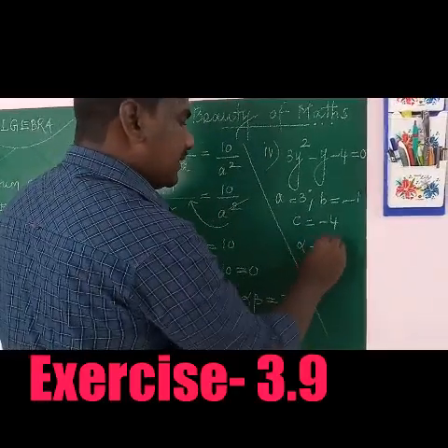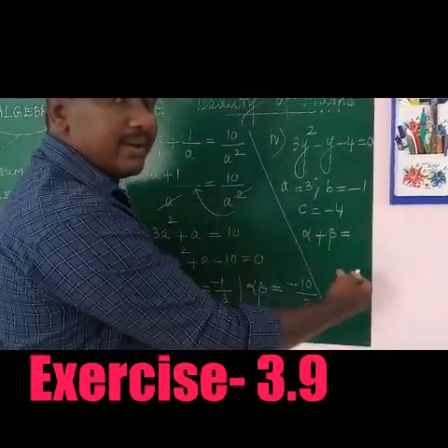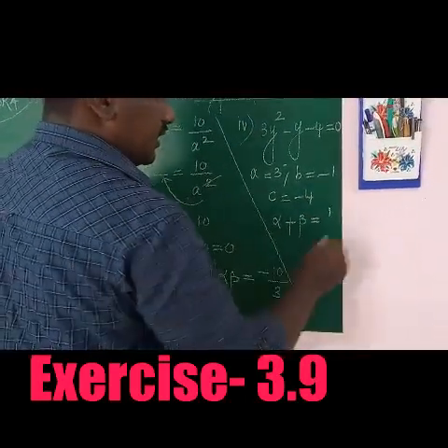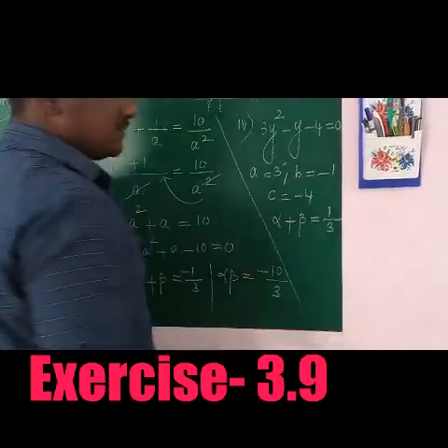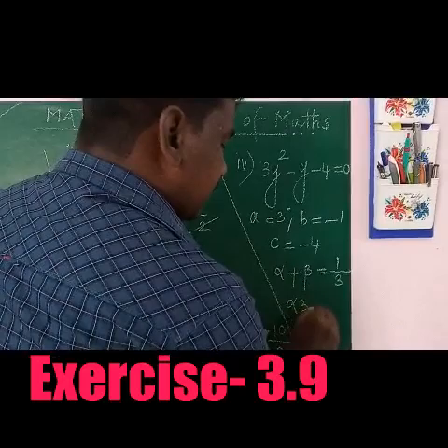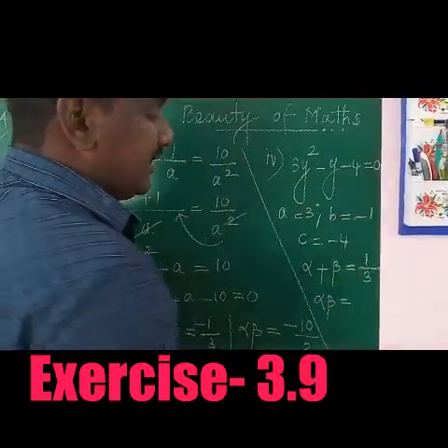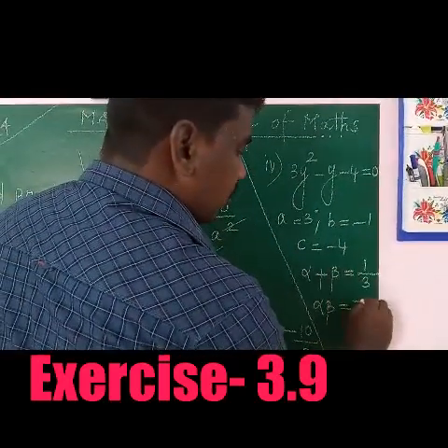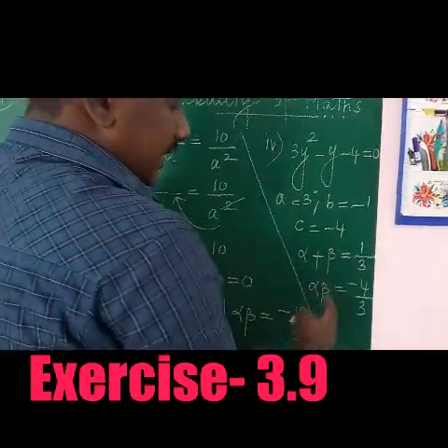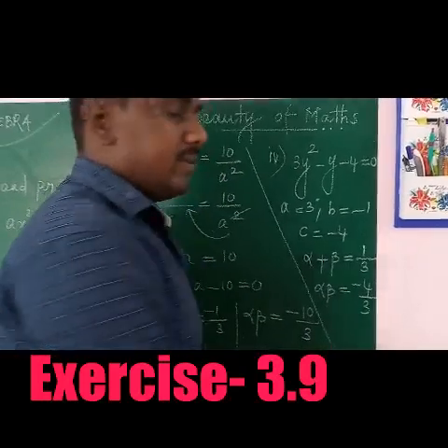So alpha plus beta equal to minus b by a. Minus into minus is plus, so the b value gives 1 by 3. Alpha into beta is equal to c by a. What is c? Minus 4 by 3. So alpha plus beta equal to 1 by 3. Alpha into beta equal to minus 4 by 3.